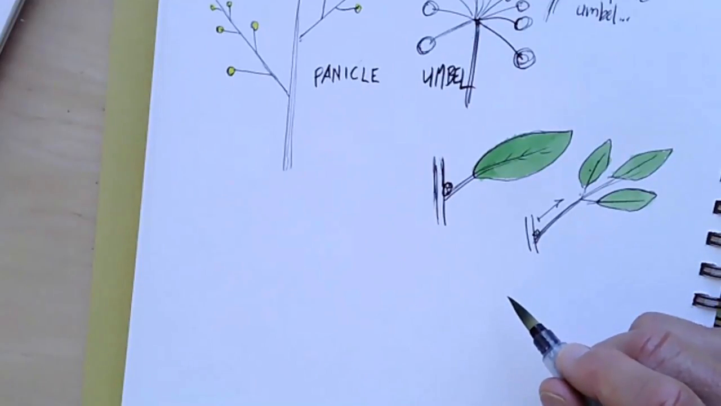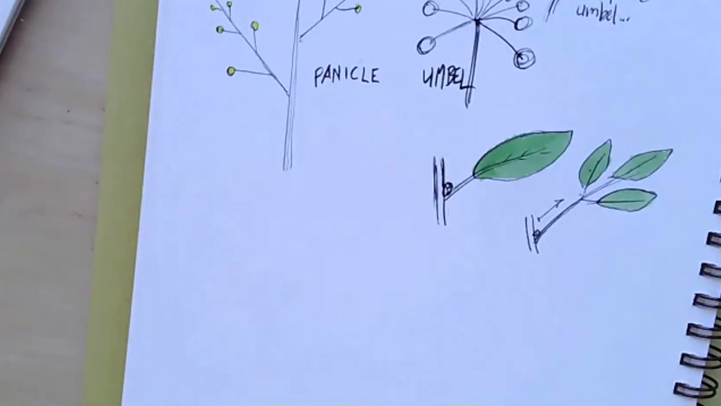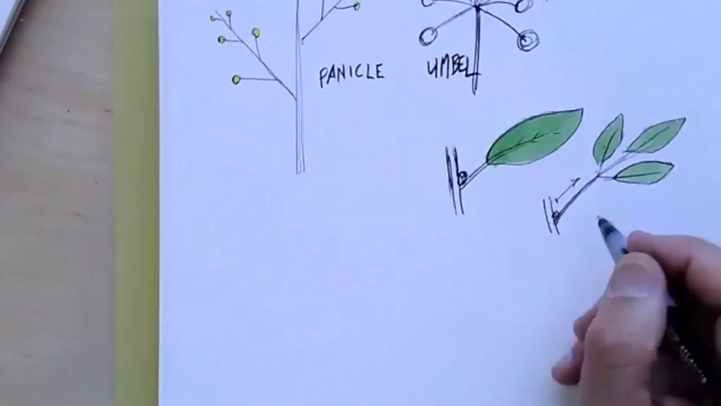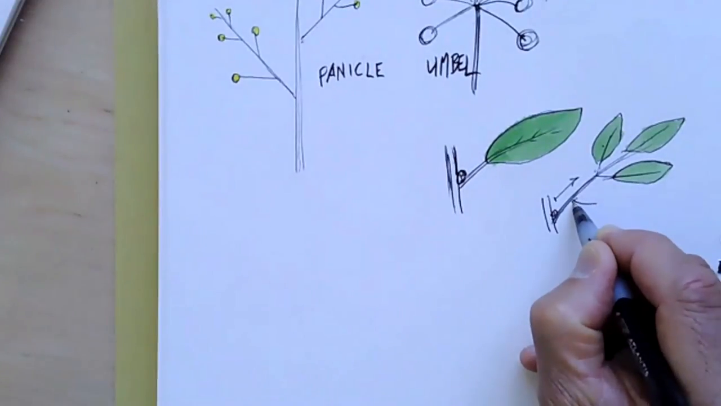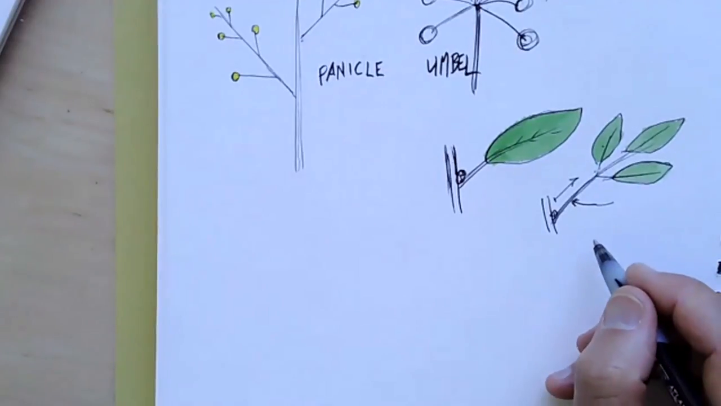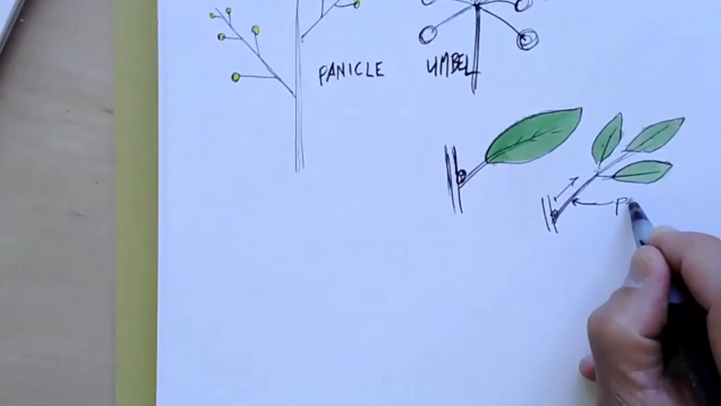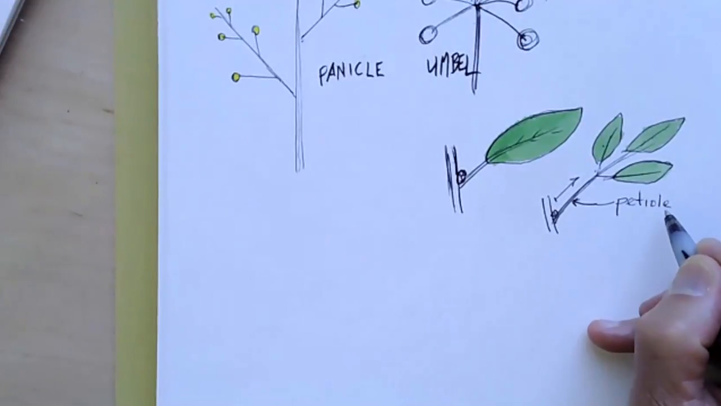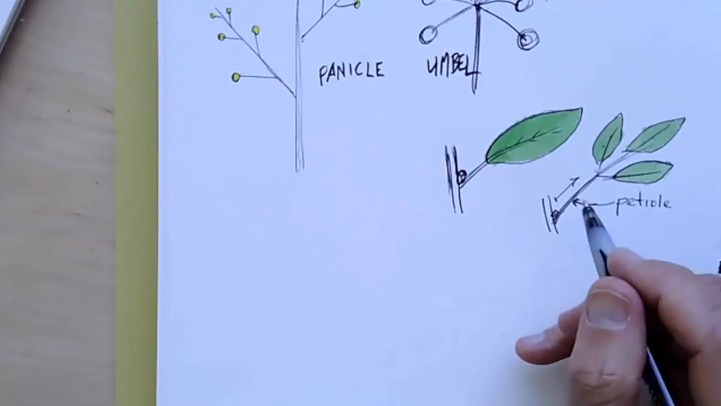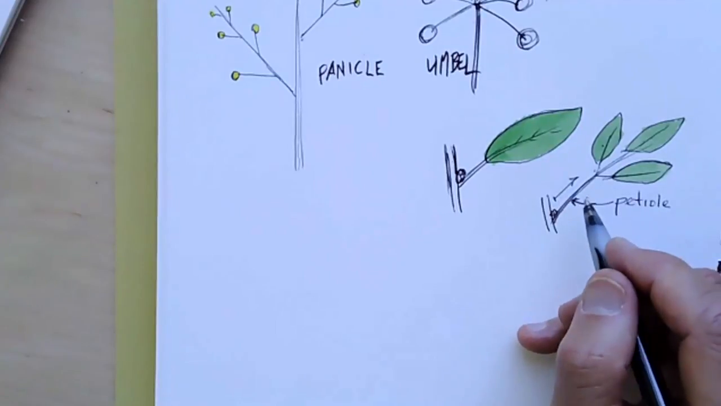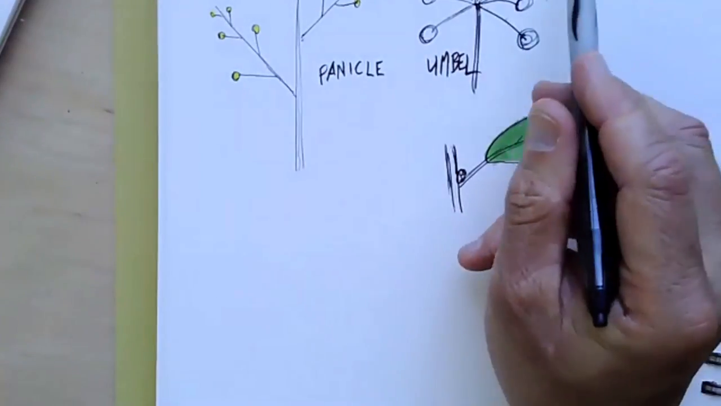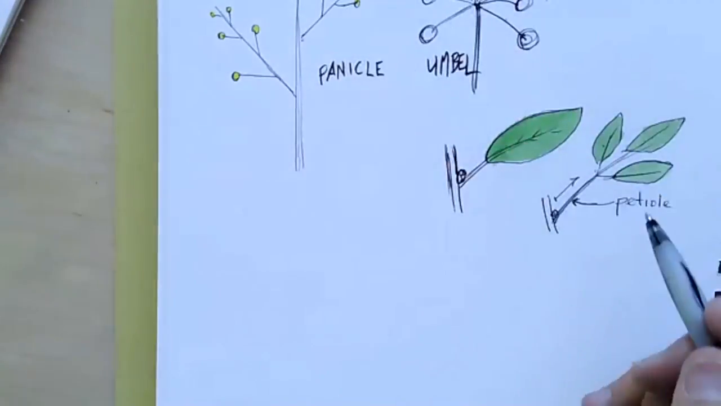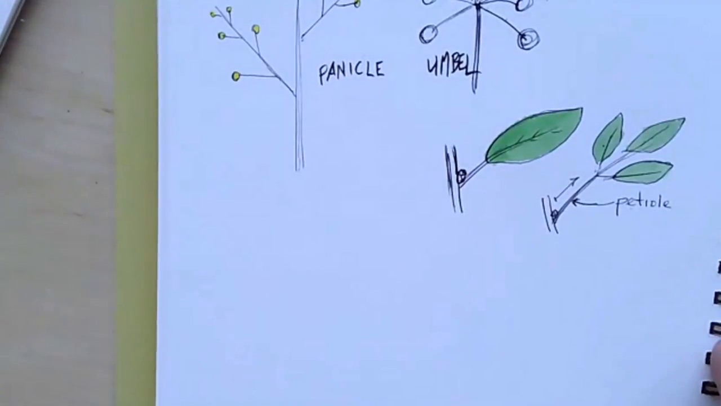And now you see what just happened. I had the stem of the leaf meeting the stem of the plant. So we've got to come up with a better term for it. So on a leaf stem, the stem of a leaf, the term that botanists use for that is a petiole. So as opposed to a pedicel on the flower. So pedicel on the flower, and petiole on a leaf.